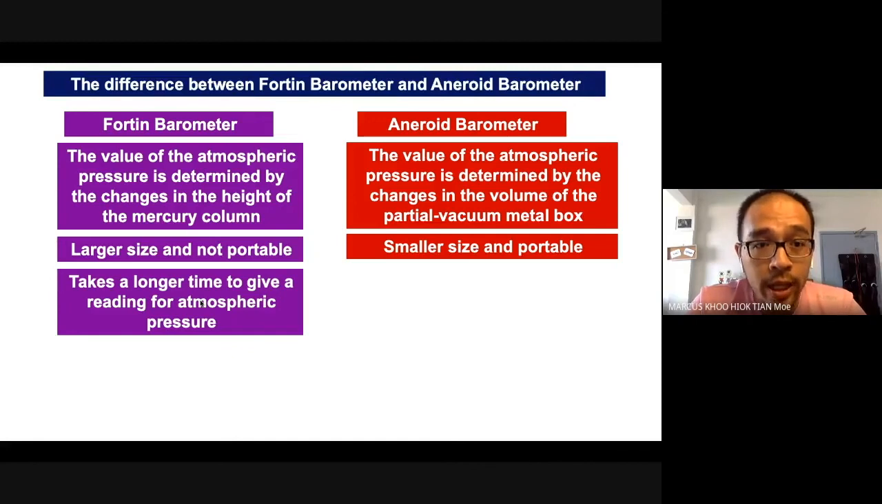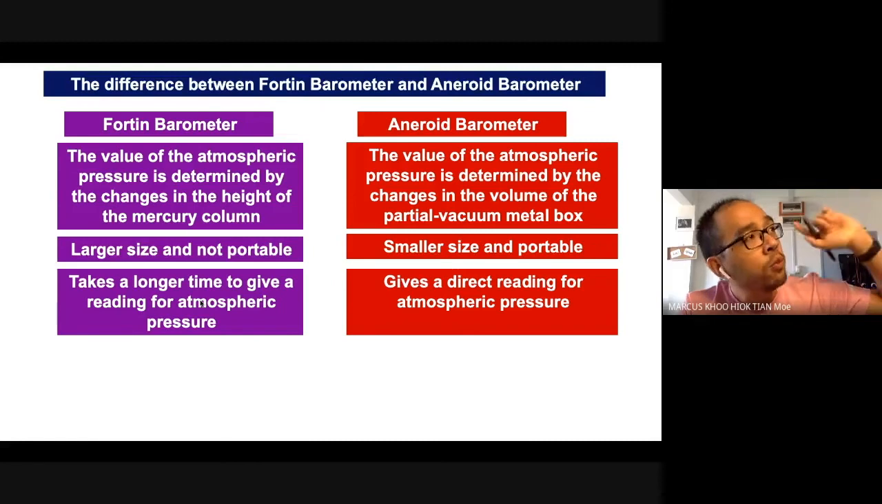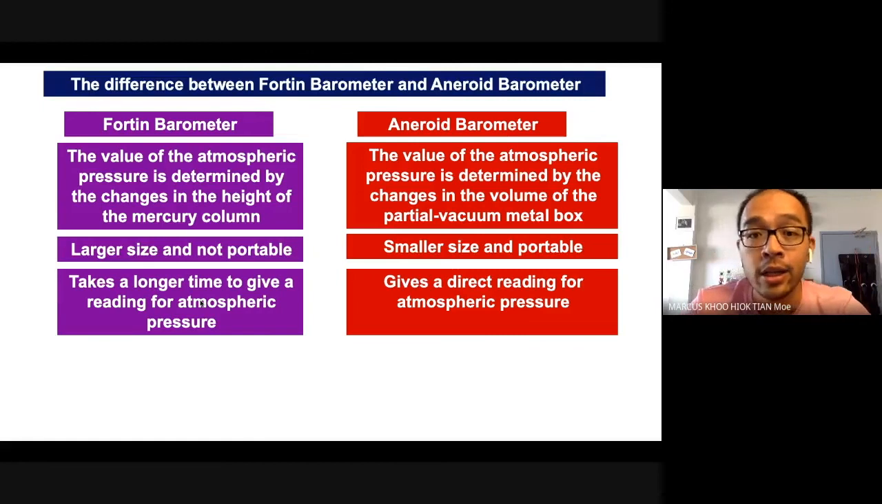It takes a long time to get the reading for the Fortin barometer because it's determined by the height of the mercury column. But the aneroid barometer is quite fast. You put it anywhere, because it depends totally on the atmospheric pressure and just changes in a semi-vacuum metal box. So you can read it there and then. You don't have to wait for an adjustment period.